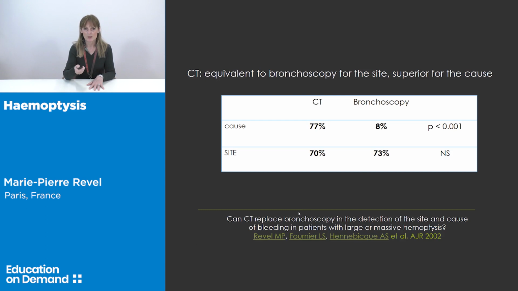And we evaluated in this paper the role of CT to identify the site of bleeding, and we demonstrated that it was perfectly equivalent to bronchoscopy, with a major advantage for CT, which is the superiority of CT compared to bronchoscopy to identify the cause of bleeding.